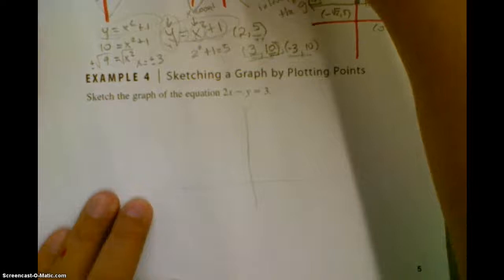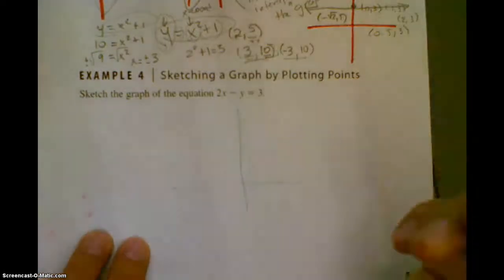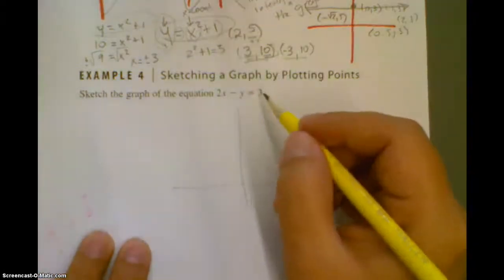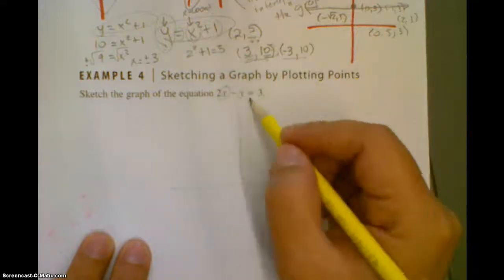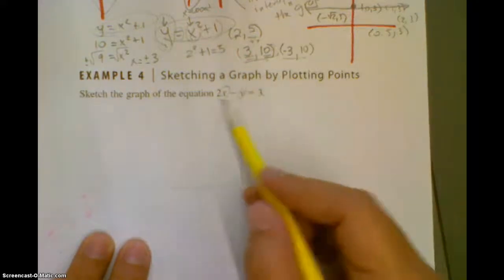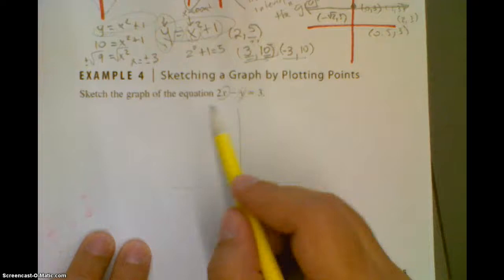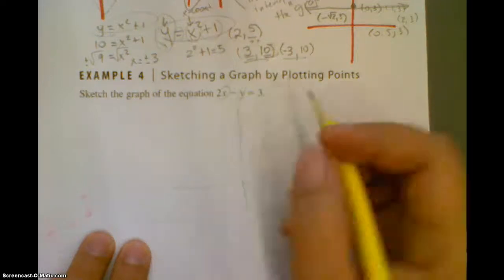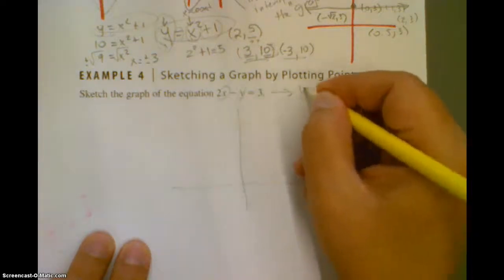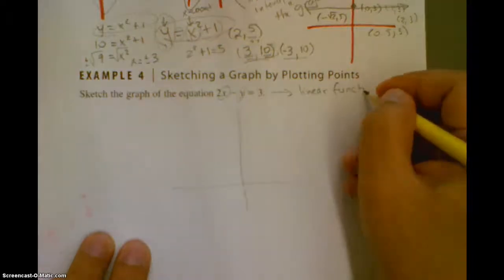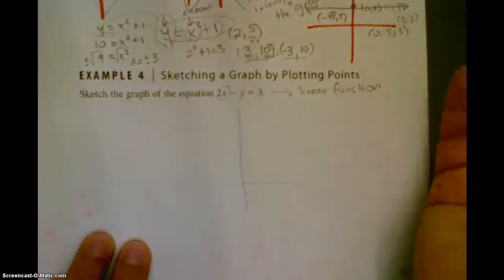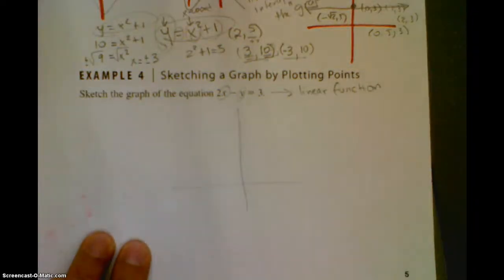So here in example 4, I have a function. Now, if the exponent of x is 1, the exponent of y is 1, and there is no division involved and no multiplication of x and y involved, I am pretty sure this is going to be a linear function whose graph is going to be a line. So if I don't get a line, then that raises a flag.